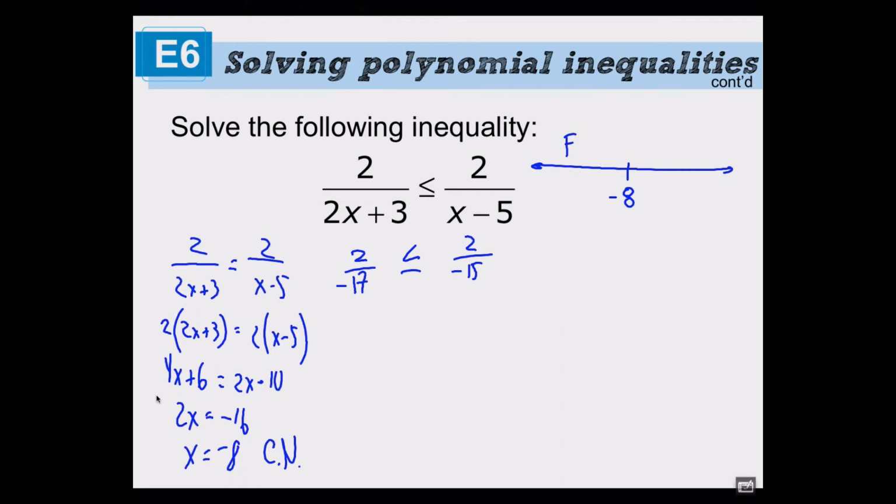What would be a good number to plug in here? 0. If I plug in 0, I get 2 over 3, and I'm wondering if that's less than or equal to 2 over -5. That would also be false. So negative 8 is the only answer. No, we missed something.